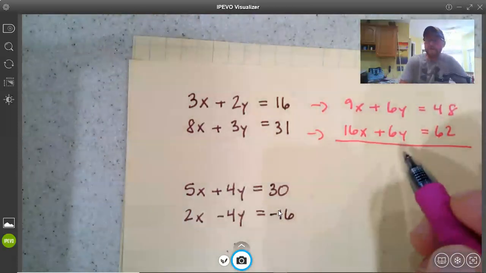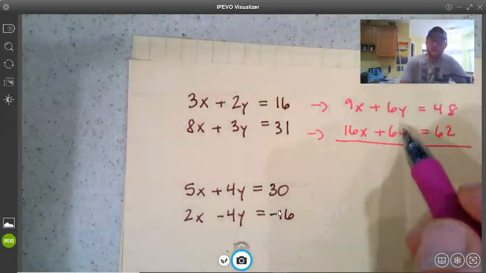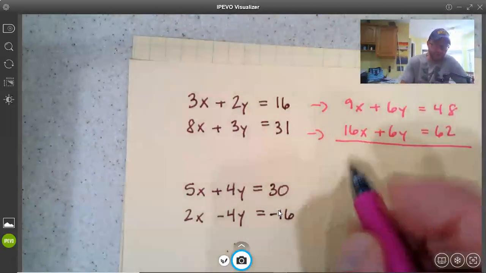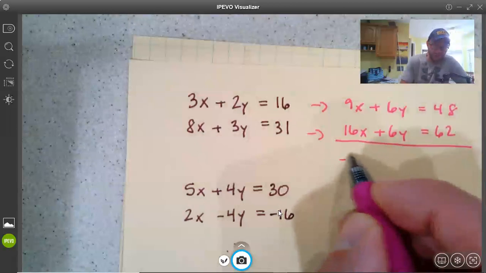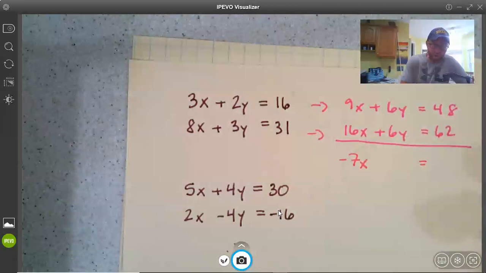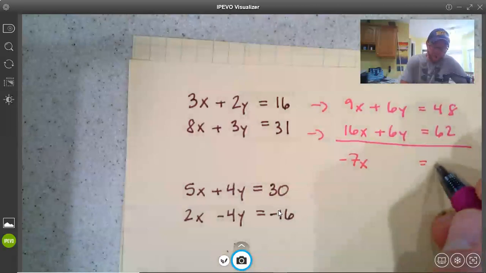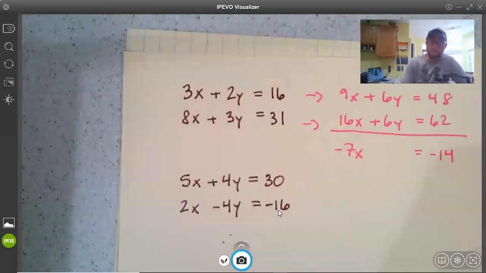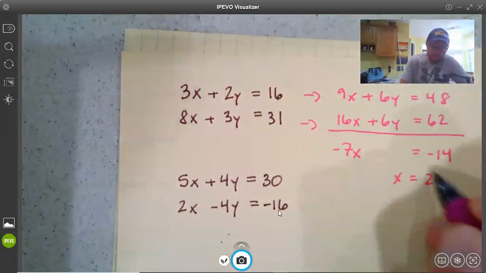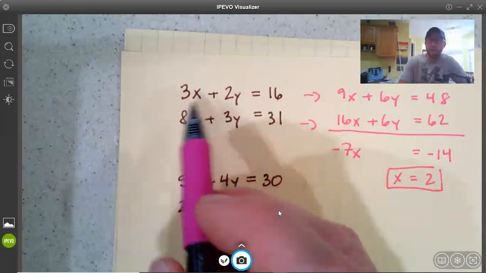So now I have matching coefficients, and I can subtract this equation from the one above, and I will eliminate one of the variables. 9x take away 16x is, let's see, negative 7x. 6y minus 6y is just 0. And 48 minus 62 is negative 14. I will divide by negative 7 on each side and get x equals 2. So now I know that whatever my xy pair is, the x is a 2.